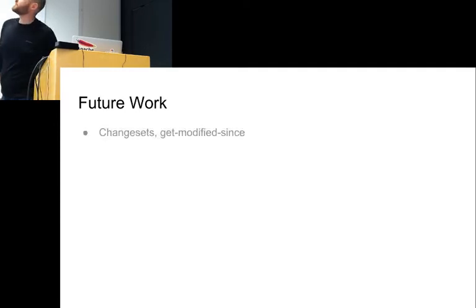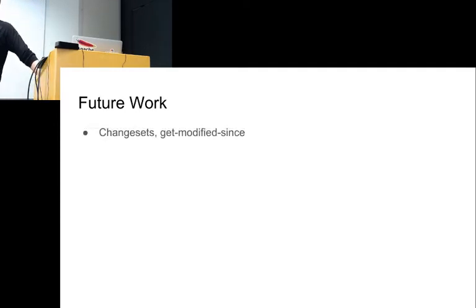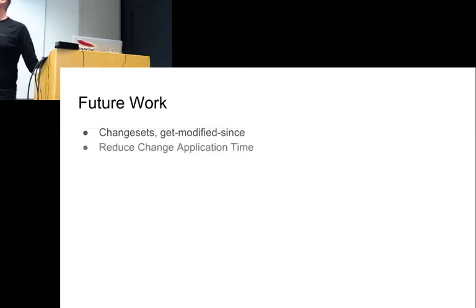And so future work, again, change sets. It's definitely something we want to do, to only send things that have changed. Timestamps will make that much easier. So if we do this plan and solve this problem so that we have timestamps for everything, it'll be much easier to do change sets.